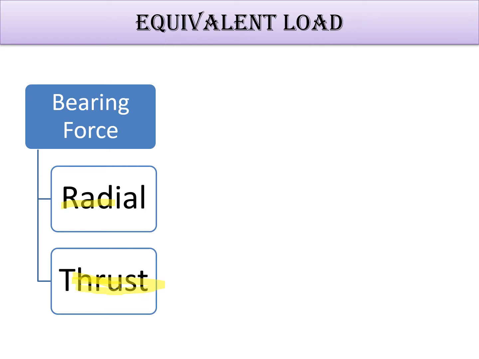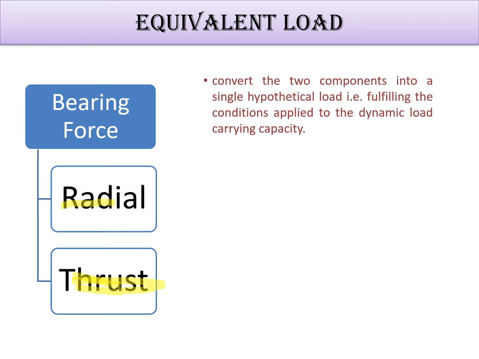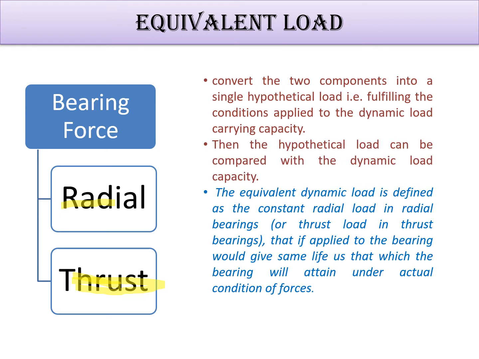Now this radial and thrust load cannot be considered directly. So what we do, we all learn the mechanics and strength of material, so we resolve these two forces, which are acting in the vertical and the horizontal direction, and convert them into one force, and that force is known as the equivalent load. So that hypothetical load can be compared with the dynamic load capacity, and that is nothing but the dynamic load.